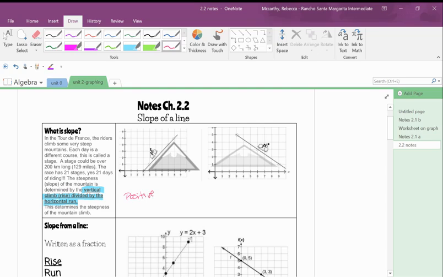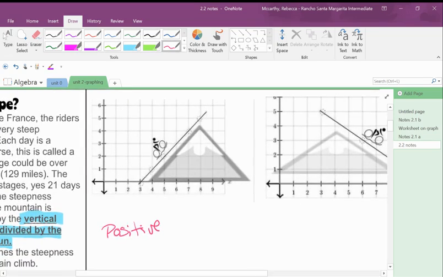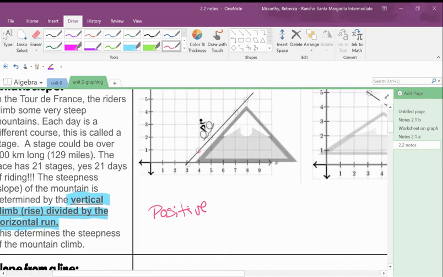When we talk about the steepness, I take any two points, and the vertical climb is the rise. So we go over the rise to another point, over the run. In this case, he went up 3 and to the right 3, so it was a positive 3 and a positive 3. The slope is written as a fraction: up 3 over 3, and that simplifies to 1.